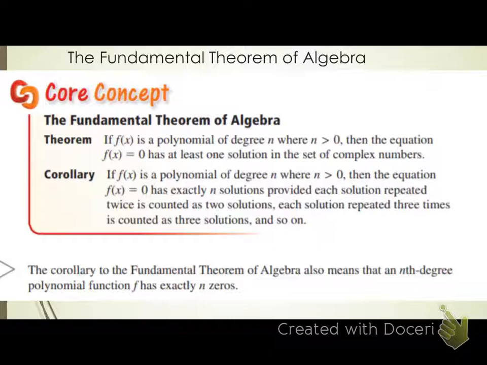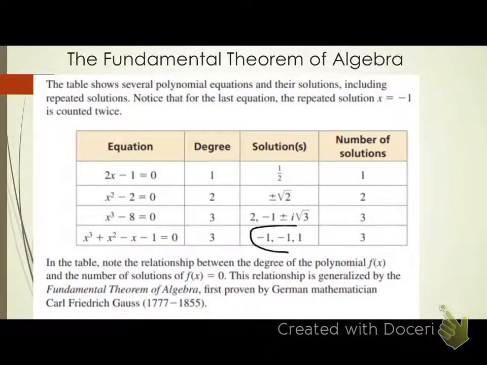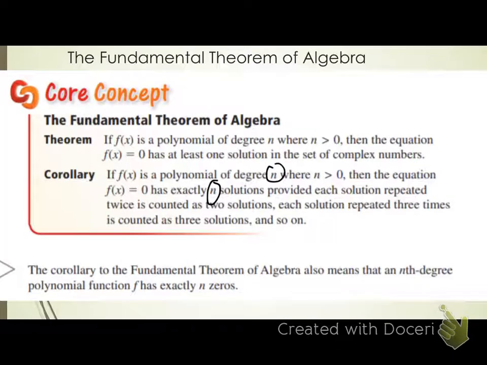There's a little corollary to our theorem. If f of x is a polynomial of degree n, where n is greater than 0, then the equation f of x equals 0 has exactly n solutions. So there we see it again. n is matching, or the number of solutions is matching the degree, provided each solution repeated twice is counted as 2 solutions, like we saw on this last example. Each solution repeated 3 times is counted as 3 solutions, so on and so forth.